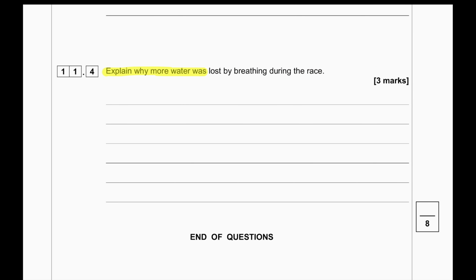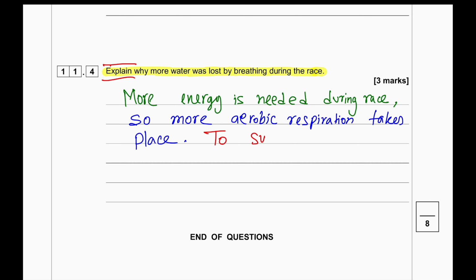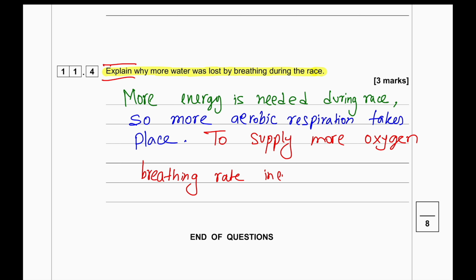Explain why more water was lost by breathing during the race? To answer this particular question, we will say that more energy is needed by the body when the person is running. So definitely the person needs to do more aerobic respiration. And to do more aerobic respiration, the person needs to gain more oxygen. To supply more oxygen and remove more carbon dioxide, the person needs to increase breathing. Because the question says explain, we have to give it in a logical sequence.